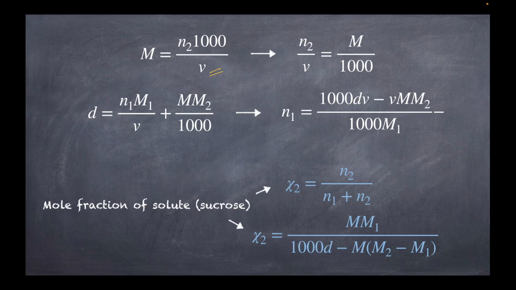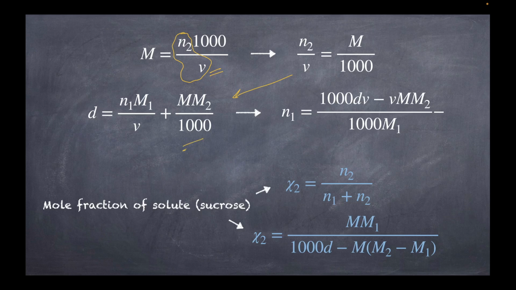So we can redefine n2 by V from this expression. So n2 by V equal to M divided by 1000. Now in the expression of D, we can put this value. D will be equal to n1 capital M1 divided by V plus n2 capital M2 divided by V. n2 by V, we can put this value M divided by 1000. So it will be equal to M capital M2 divided by 1000.